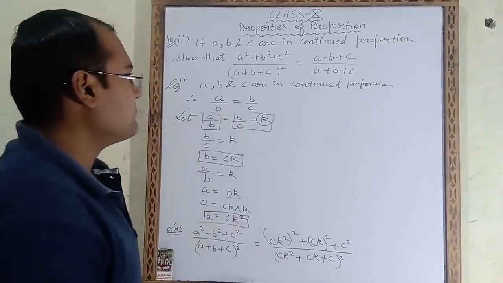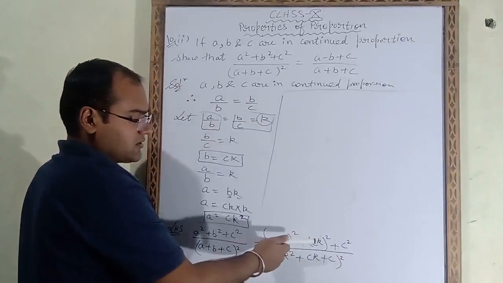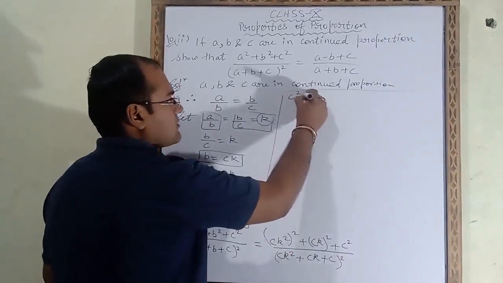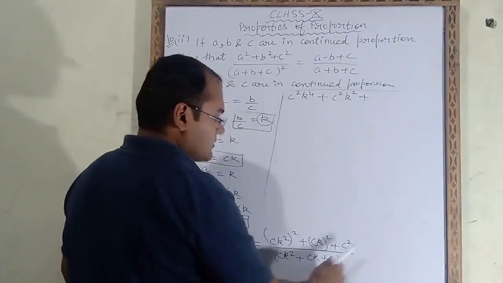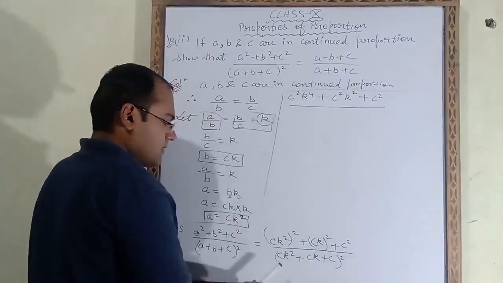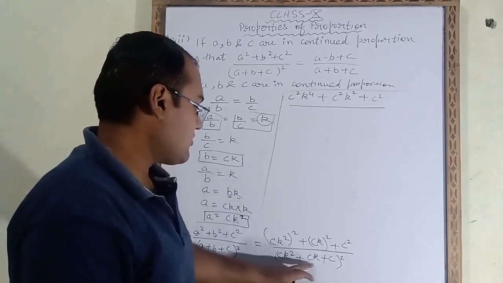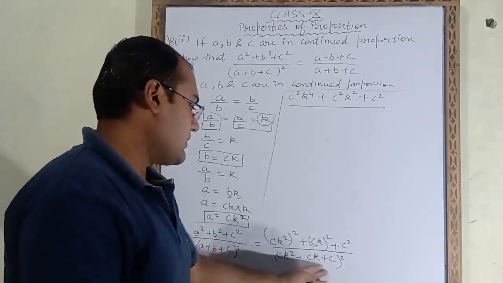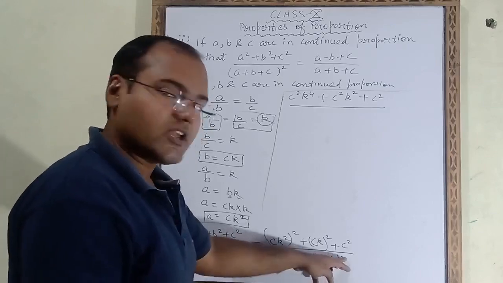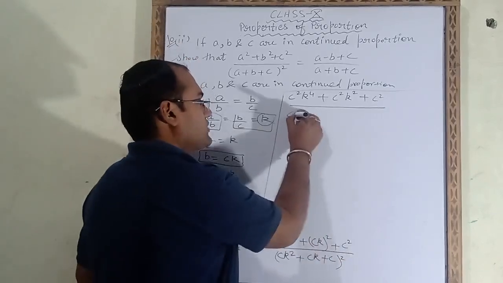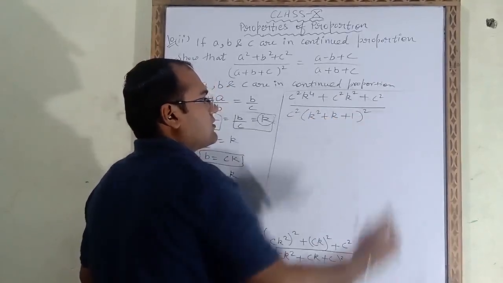Now what will be the next step? Next step is we will open these squares. C square K4 plus C square K square plus C square upon, from these three terms we can take common. C is common in all the three terms. So we will bring this C outside, and when we take this C common, whole square is also there. That's why we will take C square outside the bracket. So remaining term will be K square plus K plus 1 whole square.